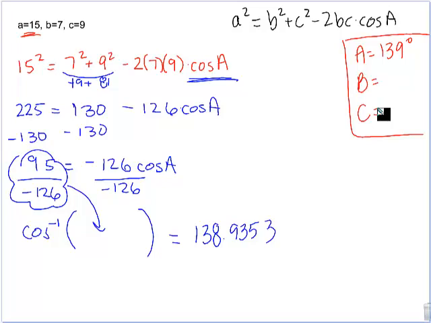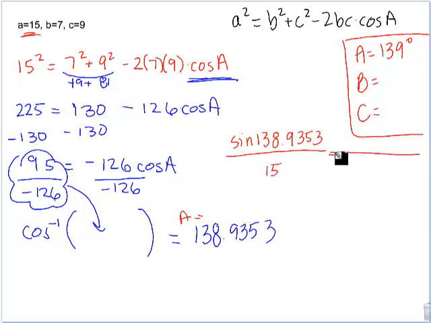And now we have to find our other 2 angles, angle B and angle C. Yeah, so now we can use law of sines. So what angle? We just found angle A. So how can we set up law of sines to help us find one of the other angle measures? Well, sine of 138.9353 over 15 is equal to, which, sure, sine of B over 7. How do we solve for sine of B? Times by 7. So we'll take 7 times the sine of 138.9353 and then divide it by 15.